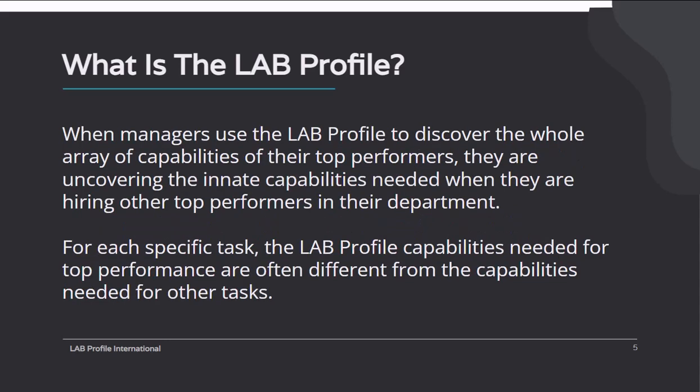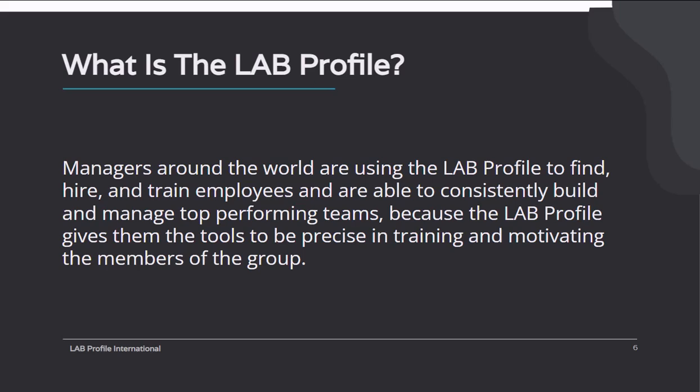When managers use the lab profile to discover the whole array of capabilities of their top performers, they are uncovering the innate capabilities needed when they are hiring other top performers in their department. For each specific task, the lab profile capabilities needed for top performance are often different from the capabilities needed for other tasks. Managers around the world are using the lab profile to find, hire, and train employees and are able to consistently build and manage top-performing teams because the lab profile gives them the tools to be precise in training and motivating the members of the group.